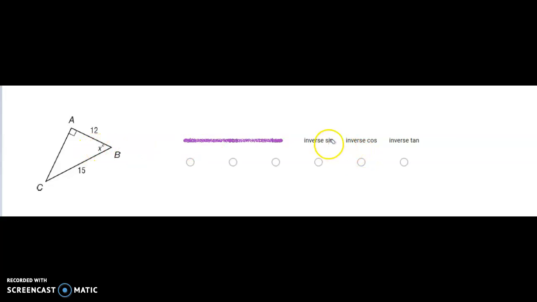So now which one are we going to be using? Inverse sine, inverse cosine, or inverse tangent? We can still use SOH CAH TOA.